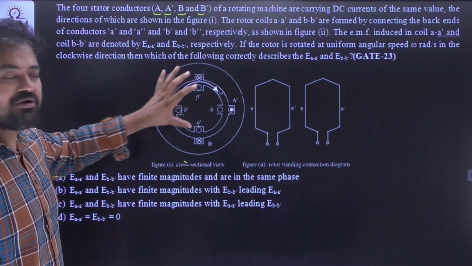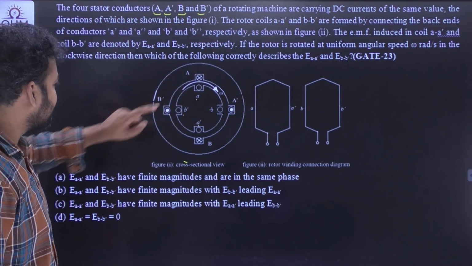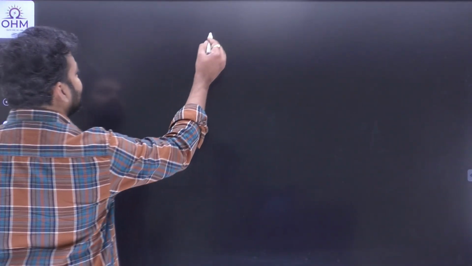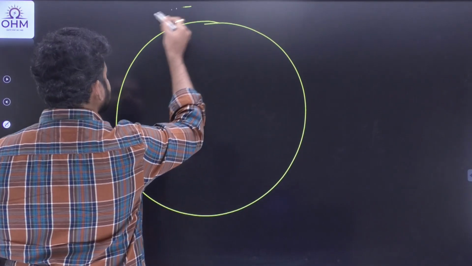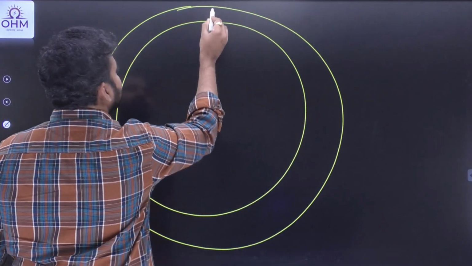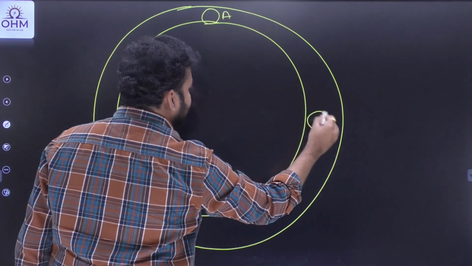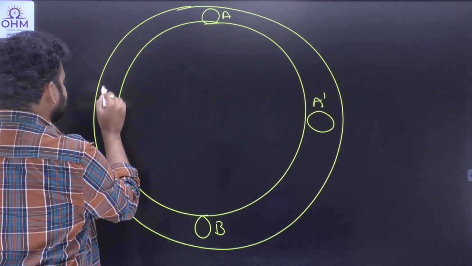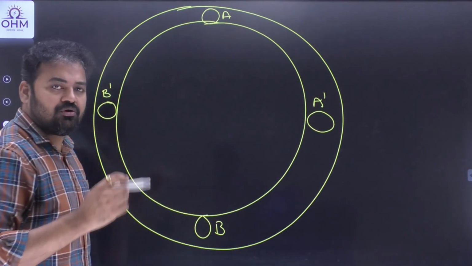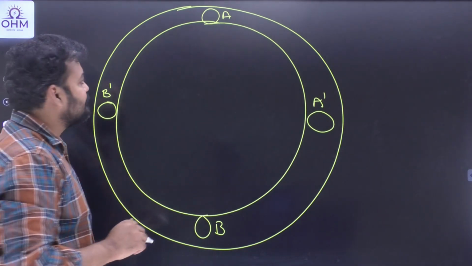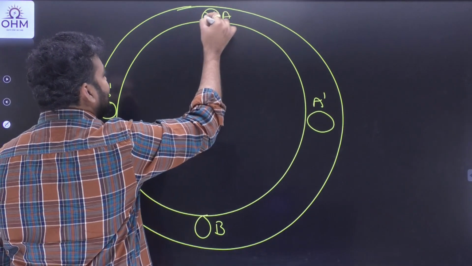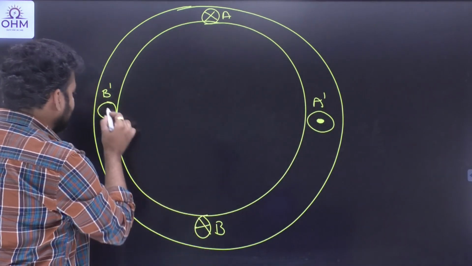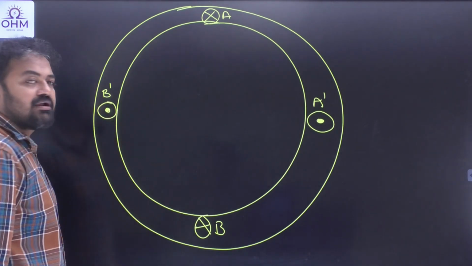So let me redraw the diagram so that it will be easy for us to understand. A, A dash, B, B dash. So first let me draw the stator. This is the stator. So here we have conductor A and here we have A dash. This is conductor B, this is B dash. So indirectly A, A dash looks like one coil, B, B dash looks like another coil. A was carrying the current into the plane, A dash was carrying the current out of the plane. B was carrying the current into the plane, B dash was carrying the current out of the plane.